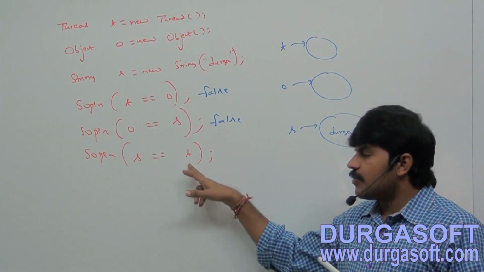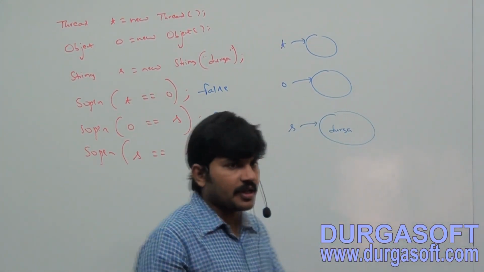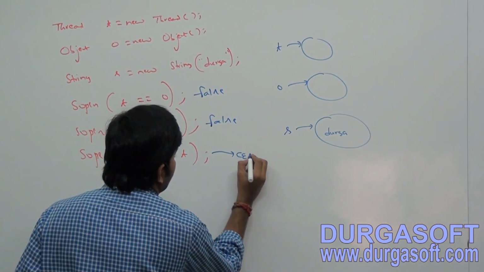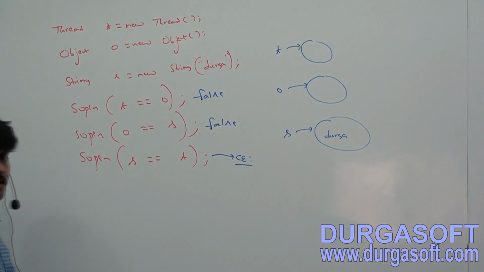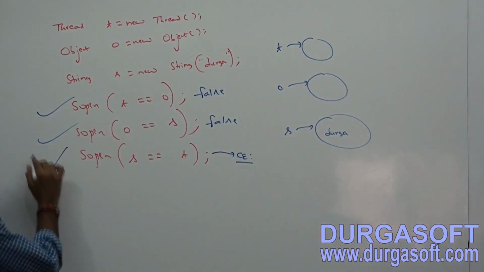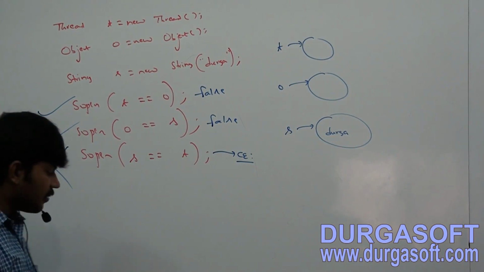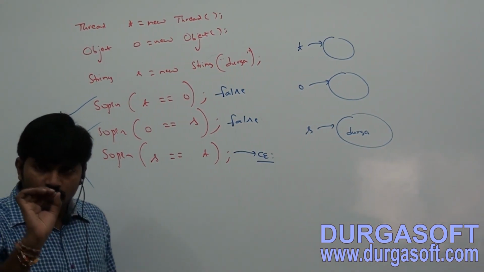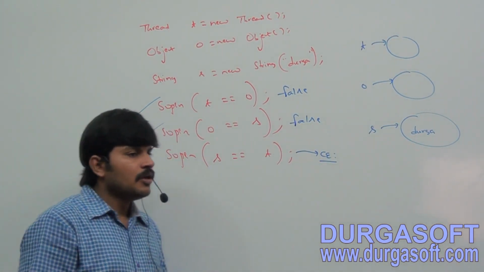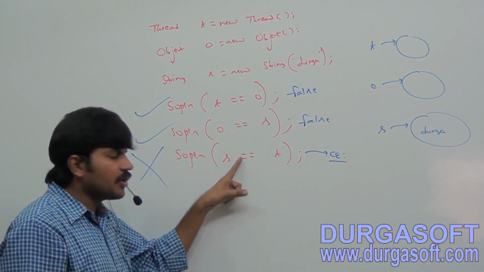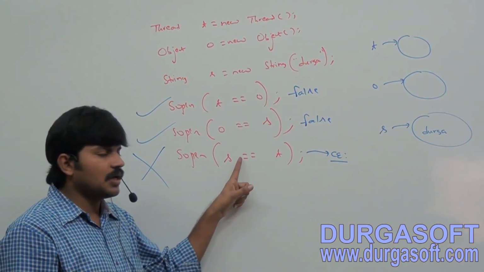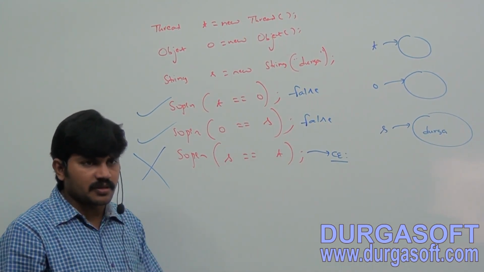In S double equal to T, if I am taking it, immediately we are going to get a compile time error by default. Sir, the first 2 SOPs are valid, but the last SOP is invalid. What compile time error, and what is the reason for that? Just observe. We are using an equality operator between object types.